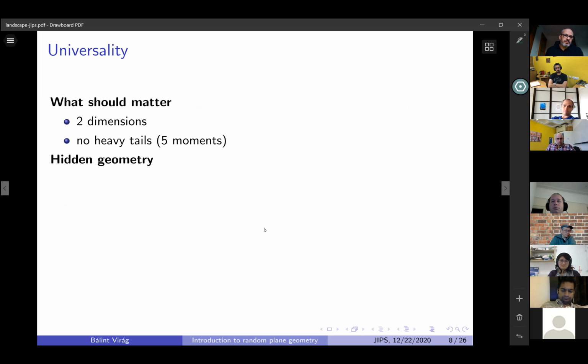Okay, so what should matter is that you're in 2 dimensions. That's one thing, and the other thing is that you shouldn't have heavy tails, and this actually seems to be a serious issue here. It seems like you need 5 moments for this kind of thing to work. That's kind of the expectation.